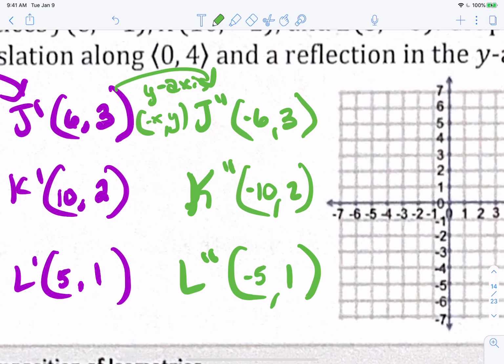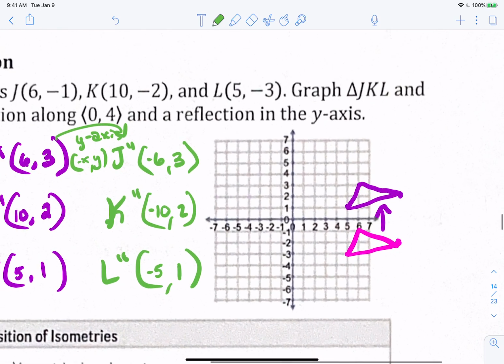Negative 5, 1. Okay? So I'm taking this guy and I'm reflecting him across the y-axis. He should be flipped over there. Let's see what he looks like. Negative 6, 3. It's still in the hash mark.